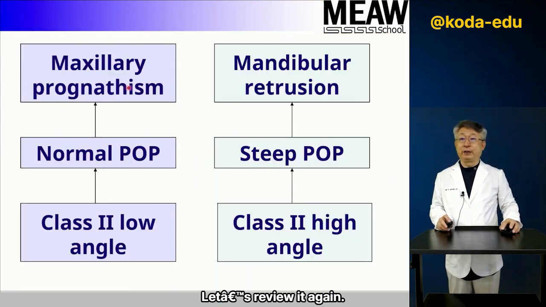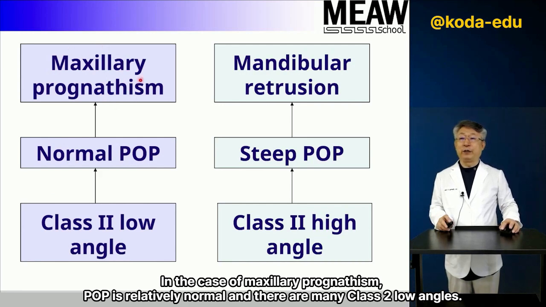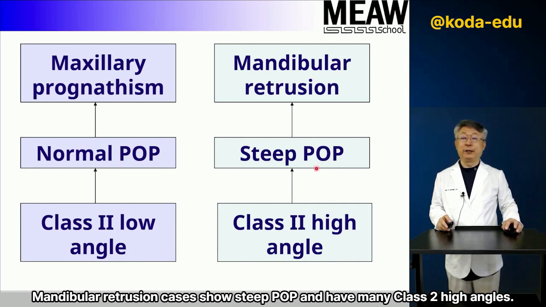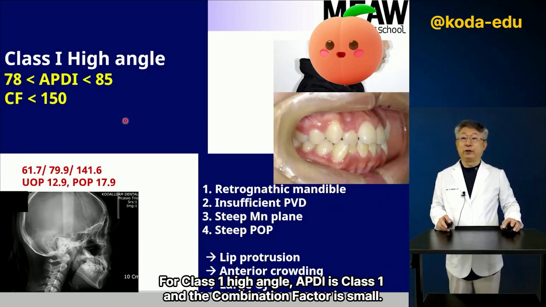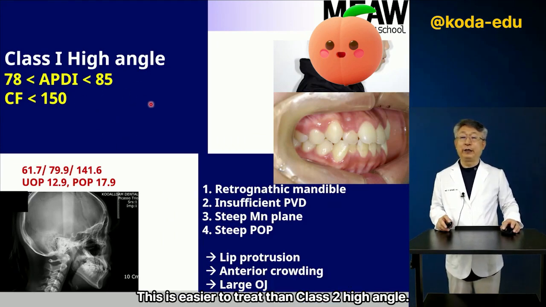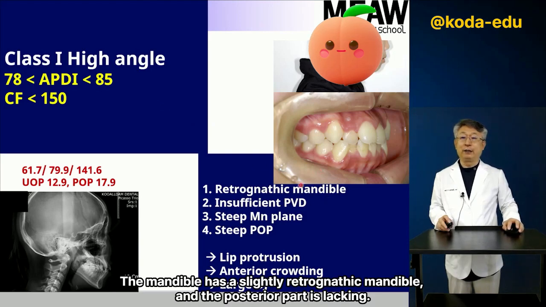Let's review it again. In the case of maxillary prognathism, POP is relatively normal and there are many class 2 low angles. Mandibular retrusion cases show steep POP and have many class 2 high angles. For class 1 high angle, APDI is class 1 and the combination factor is small. This is easier to treat than class 2 high angle. The mandible is slightly retrognathic, and the posterior part is lacking.